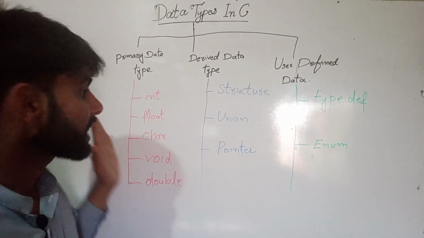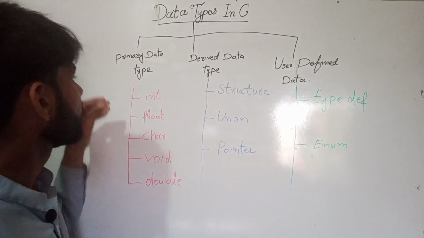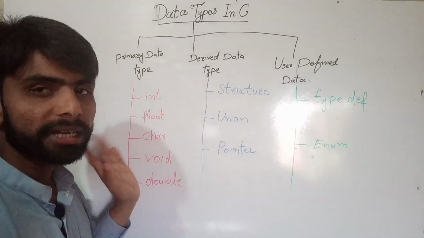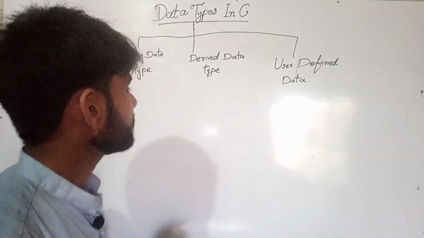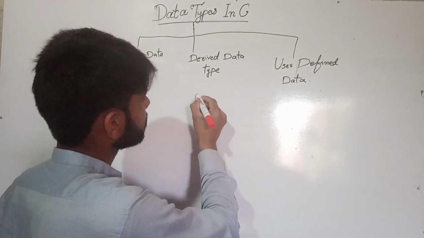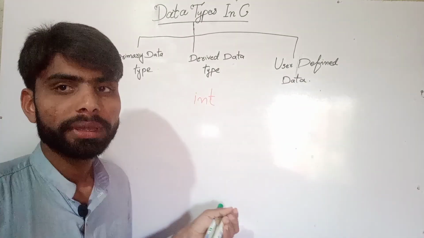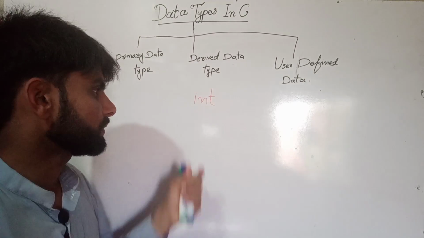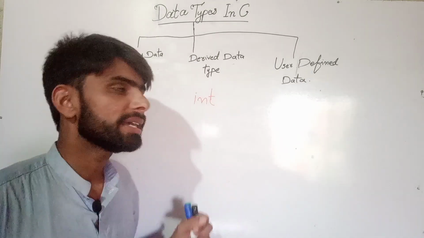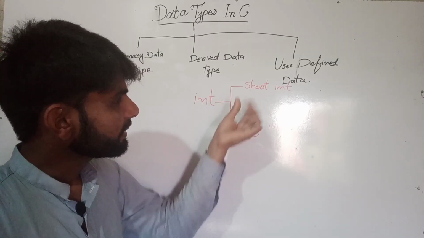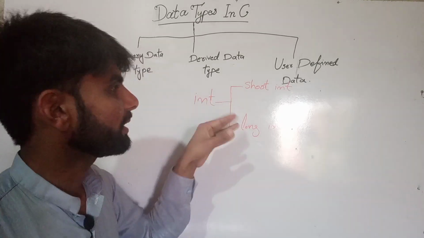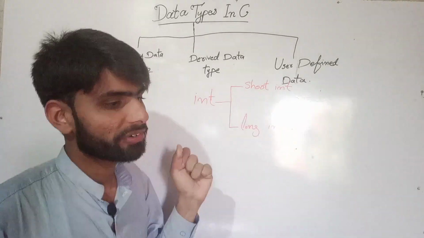In this video I'll describe the primary data types, right? So what are primary data types? The first primary data type is int. What is int? It is a data type that stores integer data. Int means integer. Why are these data types needed, right?